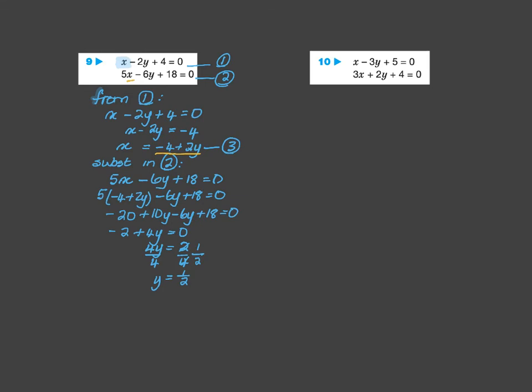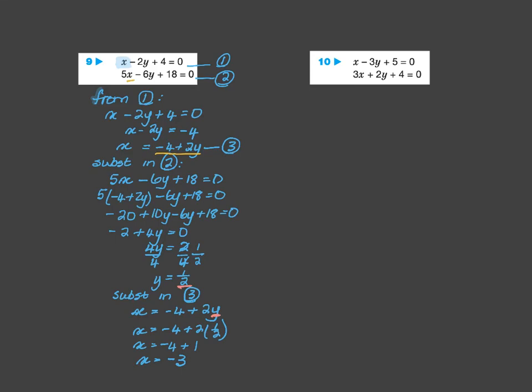And then I'm going to substitute back into equation 3 to find out what x is. Equation 3 tells me that x is equal to negative 4 plus 2y. What substitution am I making? I know that y is a half, so I'm going to substitute it there. I have x is equal to negative 4 plus 2 times half. So x is negative 4 plus 1, x is negative 3.